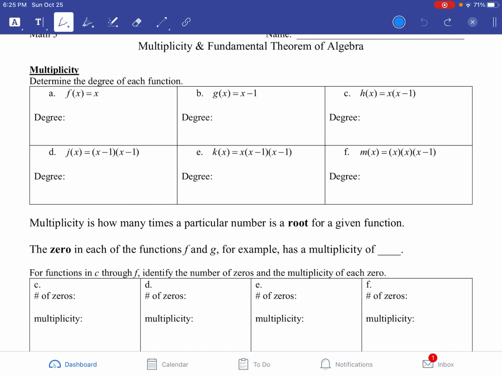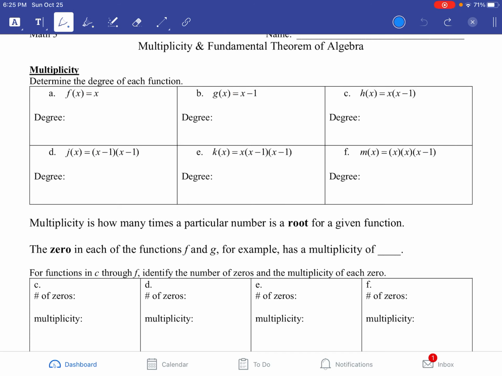So for today, we're going to be looking at two separate things. The first one's called multiplicity. The second one is called the fundamental theorem of algebra. All right, so multiplicity is first. In multiplicity, we're going to explain what that is a little bit later, but before we do that, we have to set up the whole problems.